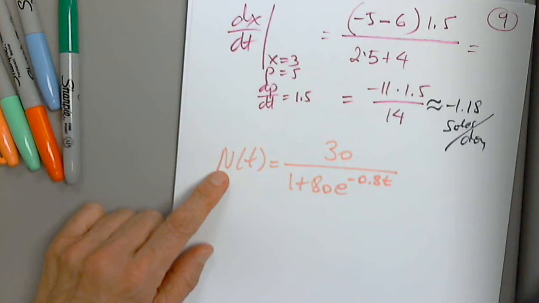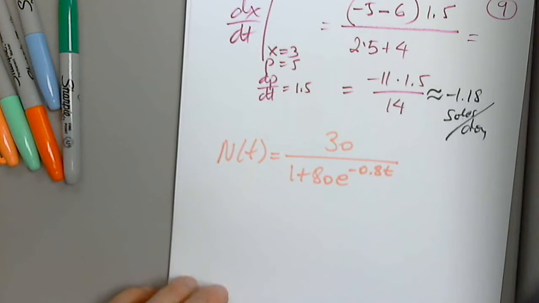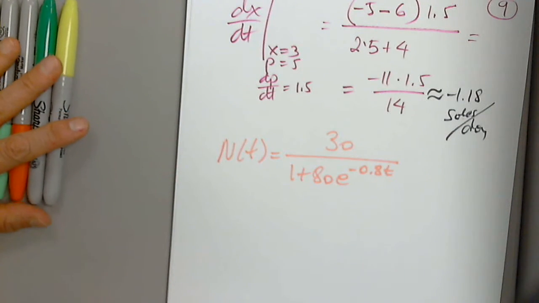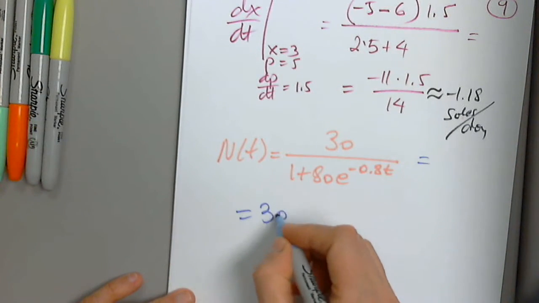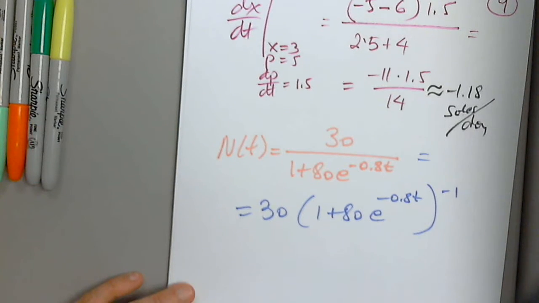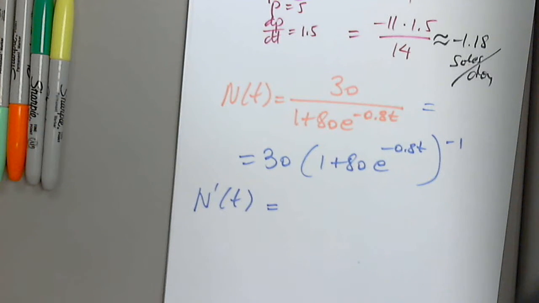Okay, so N is the number of students who hear a certain rumor, and T is in days. So the rate of change will be number of students per day, measurement unit. So we're asked to find the rate of change. What would you do? Correct. But I will change it into 30 times 1 plus 80 e to negative 0.8 t, raised to negative 1. It will be easier to differentiate. So let's take a moment and work on this.